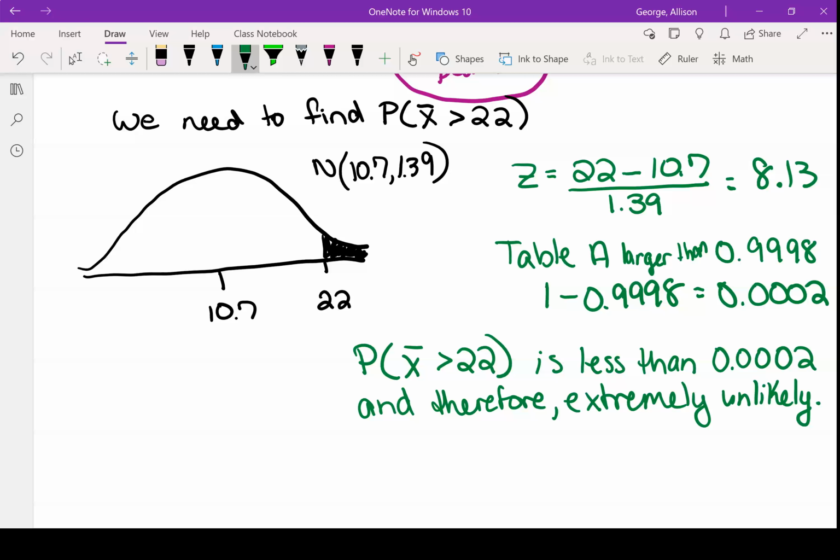All right, real quick reminder. So table A, we said we knew it had to be larger than 0.9998. And then I subtracted because what we were looking for is the greater than side, as we shaded to the right. So I have to do 1 minus. And so when I'm subtracting that, that's when it switched from larger than to smaller than, or less than. So that's what's going on there.